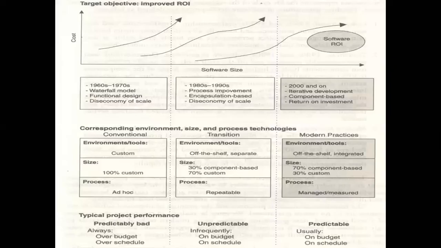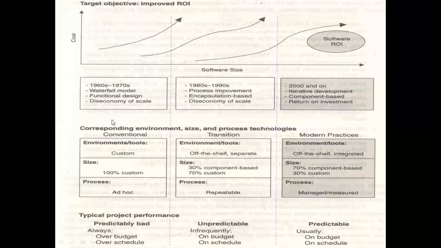So you can relate this thing in this diagram. Now this part, this complete part, is of the conventional generation. This part is of the 1980-90s, complete, of the transition generation, and this 2000 and onwards is of the modern practices. So the upper one is showing that graph, that the software ROI is being improved as the modern practices have come into existence. So that is the significance of this first diagram that is shown over here.